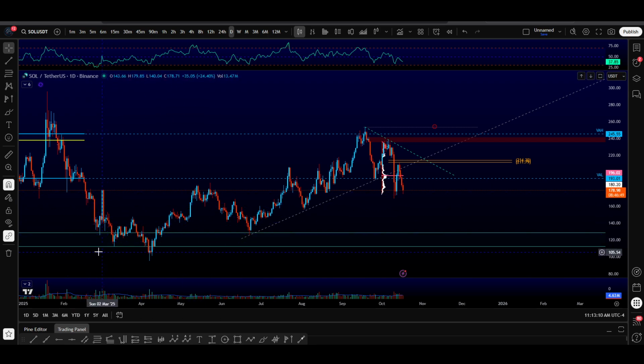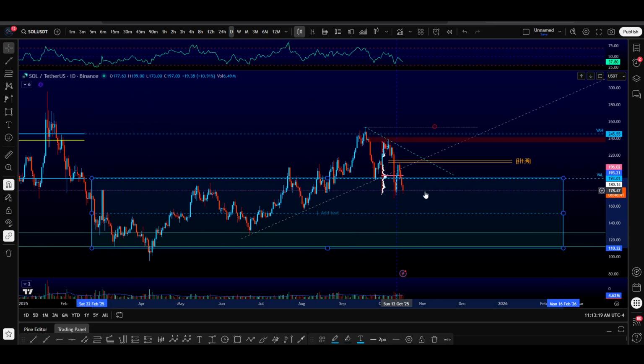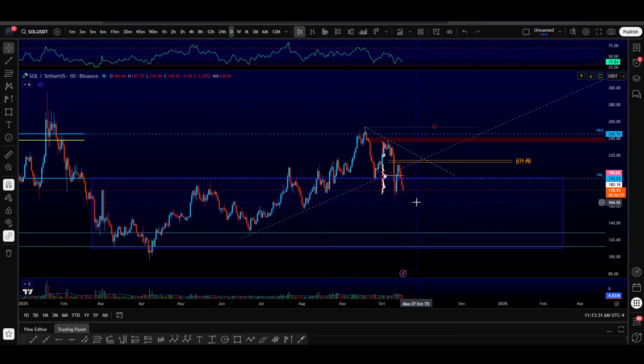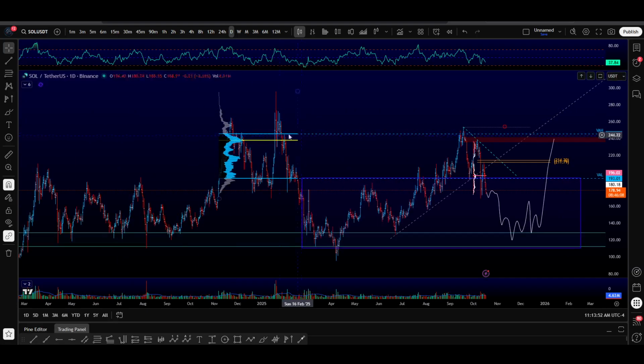So if you could take a look, you'll see this is another range, right? From the lows to the highs, we have broken back inside this range for the second time, right? We tried to move outside of it, rejected, came right back inside. So in my opinion, we're most likely to retest the bottom of the range before moving to the upside, right? So the bottom of the range comes in here for Solana at $127.